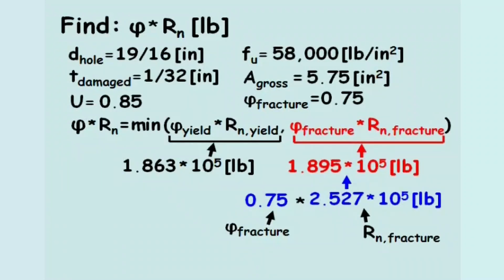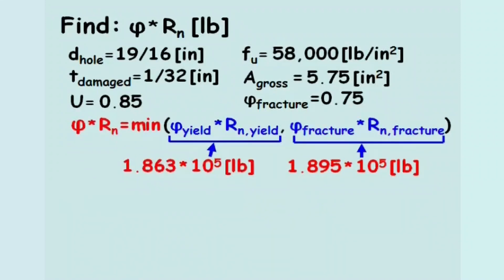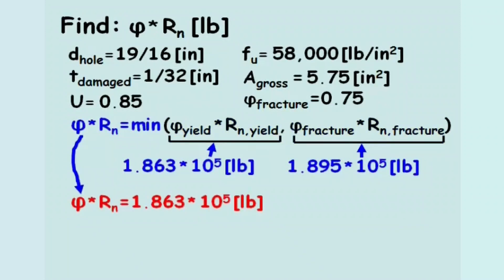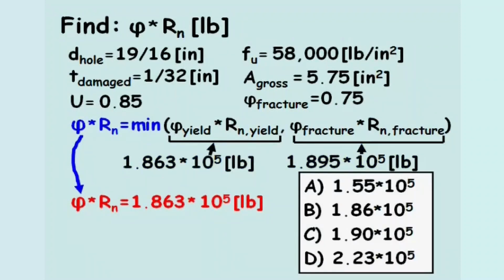Since the failure mode with the smaller design strength governs the design strength of the beam, the design strength equals 1.863 times 10 to the 5 pounds. When reviewing the possible solutions, the answer is B.